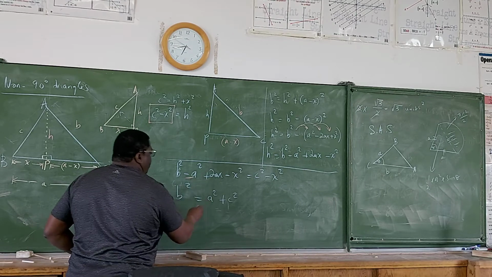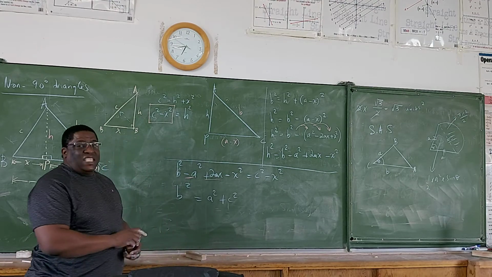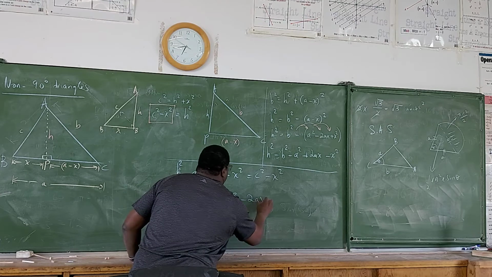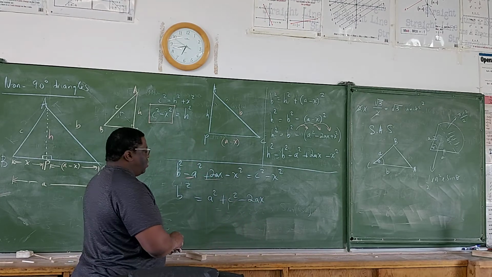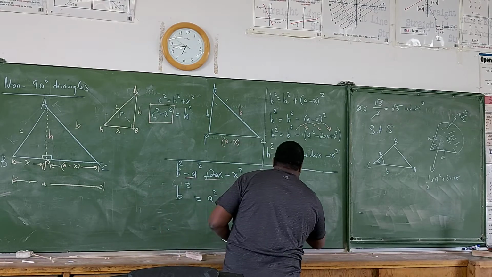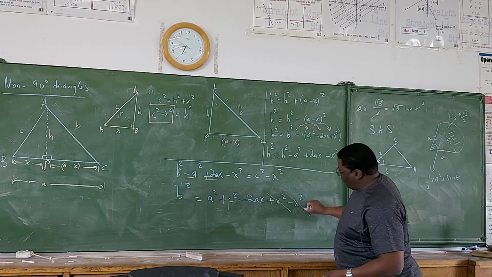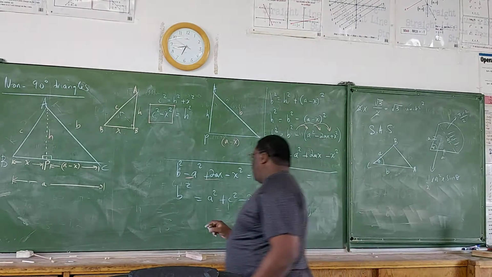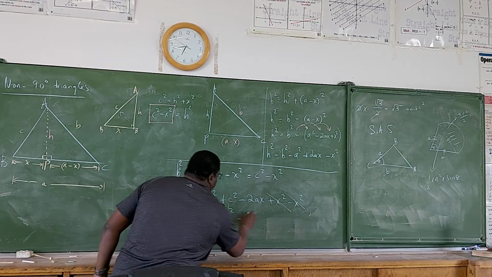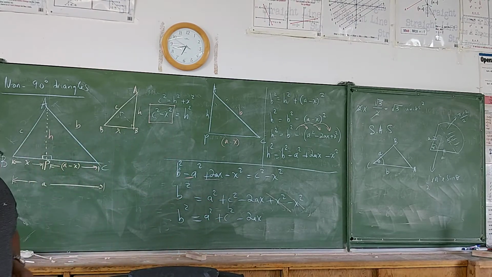This one changes. This one remains. This one changes. Are you with me? It becomes minus 2ax plus x squared minus x squared. What am I going to be left with? I'm going to be left with b squared equals a squared plus c squared minus 2ax. Are you with me? But we are not done.